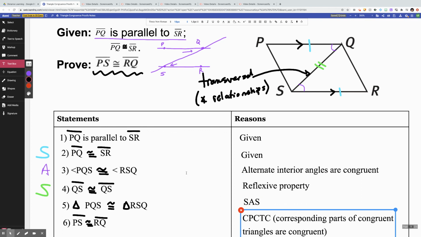So what I went through and did in this proof, just to recap, was I figured out that the triangles were congruent first. And then after I was able to figure out that the triangles are congruent, I could break the parts down and say that the individual sets of corresponding sides and angles were also congruent.